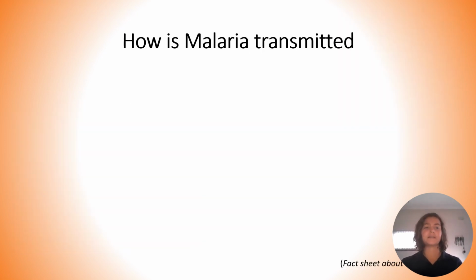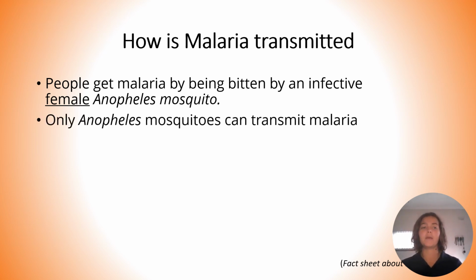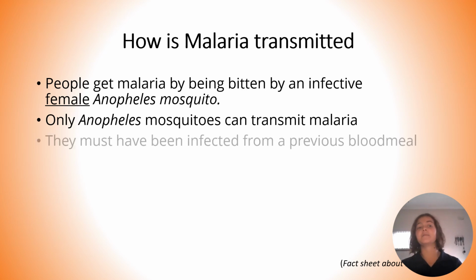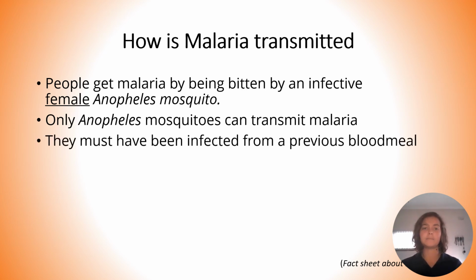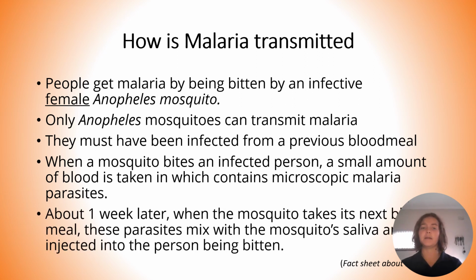How is malaria transmitted? Malaria gets transmitted by people being bitten by an infected female Anopheles mosquito. Only Anopheles mosquitoes can transmit malaria. These mosquitoes must have been infected from a previous blood meal. When a mosquito bites an infected person, a small amount of blood is taken in, which contains the microscopic malarial parasites. About a week later, when the mosquito takes its next blood meal, these parasites mix with the mosquito's saliva and are injected into the person being bitten.